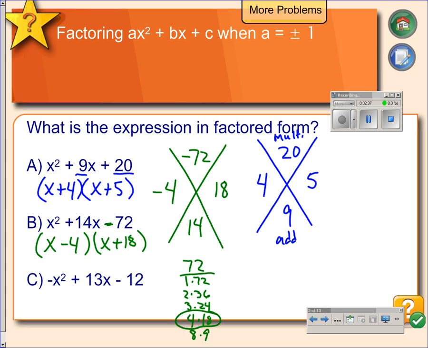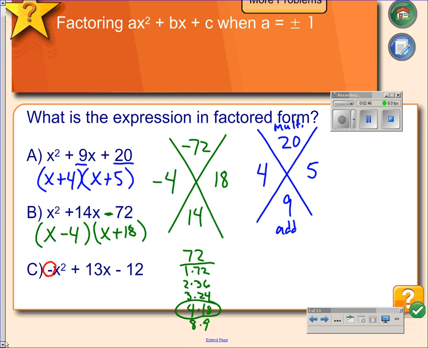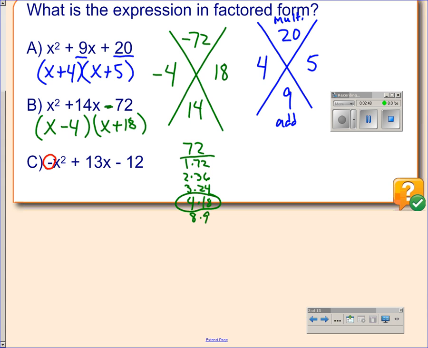Okay, our last example here, we have a coefficient on the front here of negative 1. It is never pleasant to try to factor with a negative as your leading coefficient. So what we would do here is first factor out the negative 1, forcing the x squared to be positive. But if we factor out a negative 1 from 13, we get negative 13. And factoring out negative 1 from 12, we get positive 12. Then we can factor with positive 12 and negative 13.